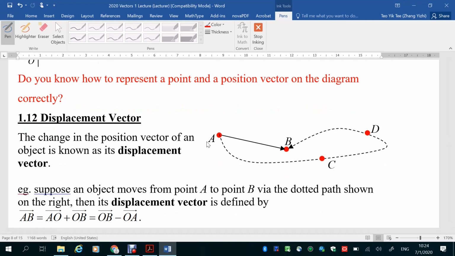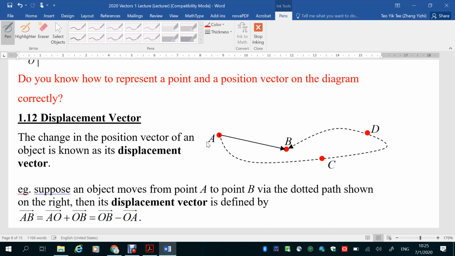Displacement vector. AB equals AO plus OB equals OB minus OA. Can accept? AB is from A to O and then from O to B. If I were to swap the direction, AO is the same as minus OA. So this becomes OB minus OA. Follow? So this representation, anyone got problem?